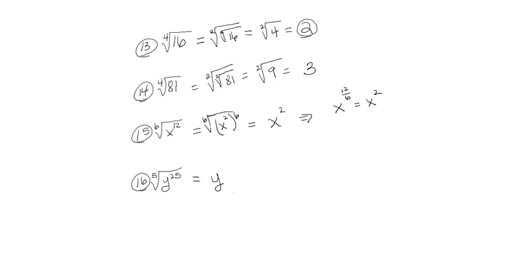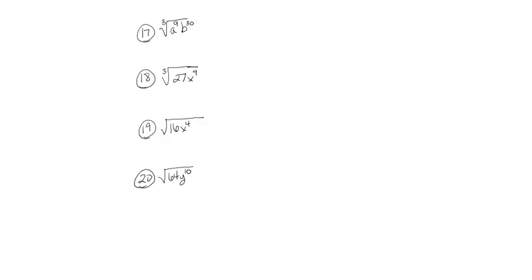Same thing here. On number 16, the 5th root of y to the 25th. We know 25 divided by 5 is 5. A few more examples and then we'll be done. We're going to do the same thing on 17. We're going to have a to the 9/3 power and b to the 30 over 3 power. And when we simplify those, we're going to get a to the 3rd and b to the 10th.